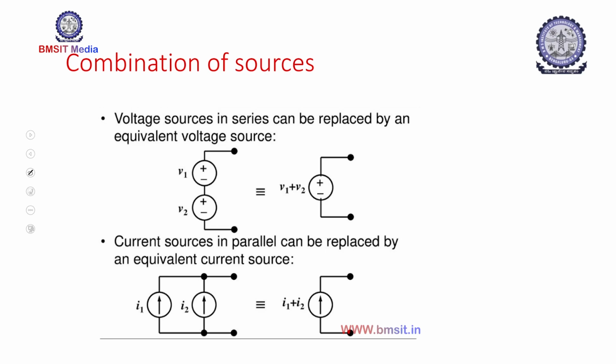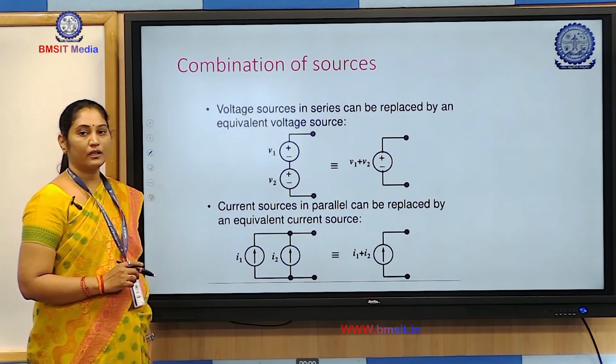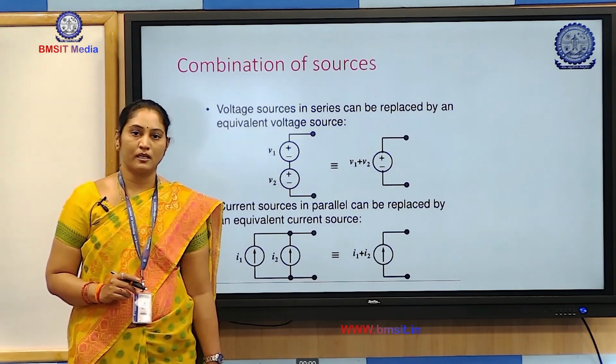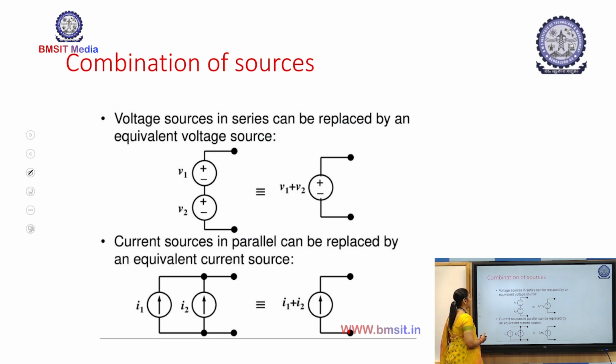Next, combinations of sources. Voltage sources which come in series can be replaced by a single source. For example, you have V1 and V2 attached in series. Since the direction of the current flow will be like this, from negative to positive, both can be combined. The values of these two sources can be combined and assigned to a single source.